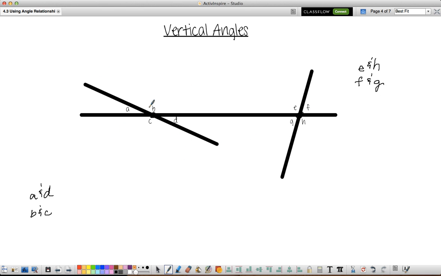So let's look at B and D. Well, I know that B and D have to give me 180 degrees. I know B and D are supplementary. I also know that this is a straight line here, so I also know that D and C together have to be supplementary. So B and D are supplementary, and I know C and D are also supplementary.